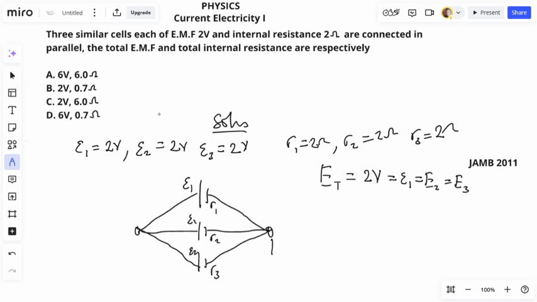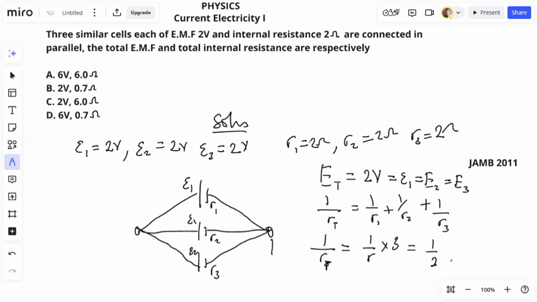So now the total internal resistance. So this is a parallel connection. And for parallel connection, resistance is analyzed this way: 1 over R total, internal resistance total, will be 1 over R1 plus 1 over R2 plus 1 over R3. However, since the three internal resistances are the same, it's okay if I say 1 over any of the R times the total, times what? 3, which is the same thing as 1 over 2, the internal resistance is 2, 1 over 2 times 3.